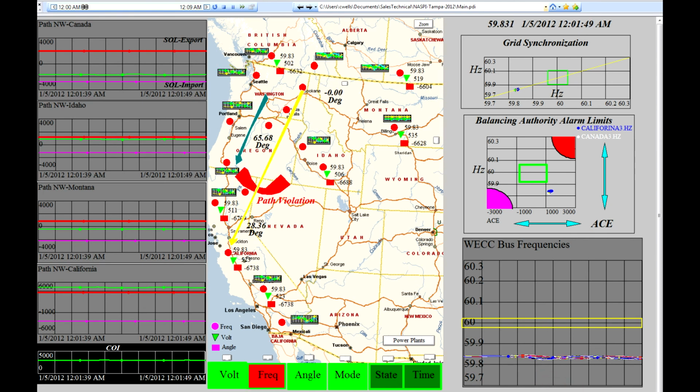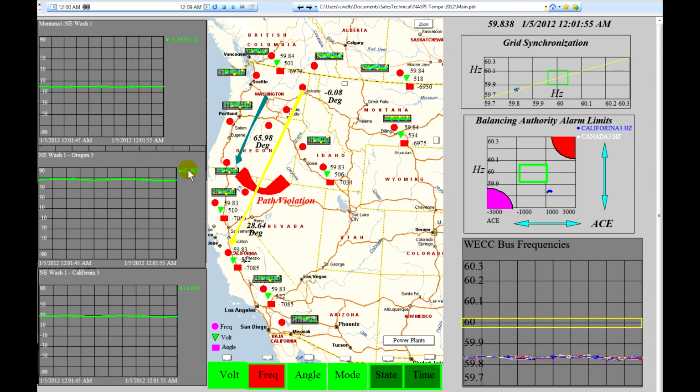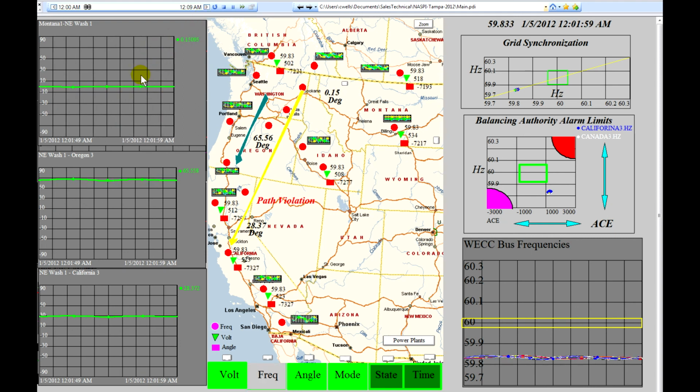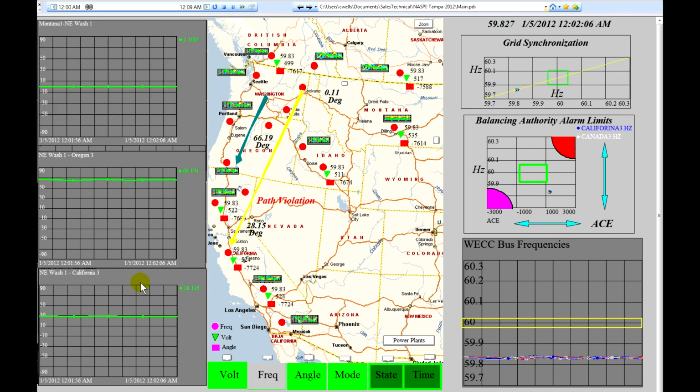And the final thing we'd like to do is take a look at the actual angle differences. So we'll turn on the angle differences layer. It shows over here, and you can see that there's very small angle differences across the grid. And this completes the event number one.